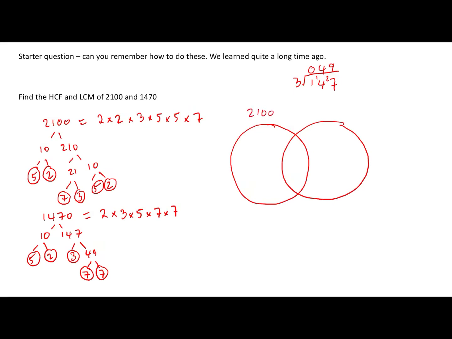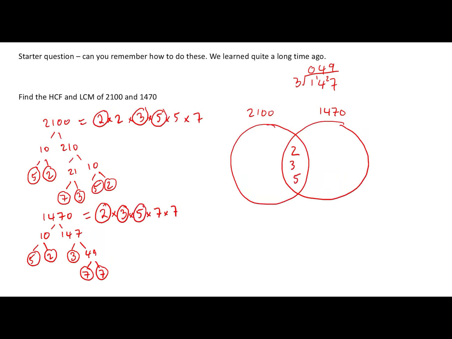Okay, and now we're going to make Venn diagrams. So we need 2 circles. 2,100 will represent one of the circles, and 1,470 will represent the other circle. And in the middle, we put what we can share. So I can share a 2. 2 appears in both lists, so I'll put a 2 in the middle there.